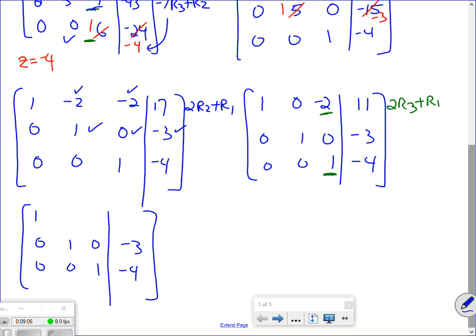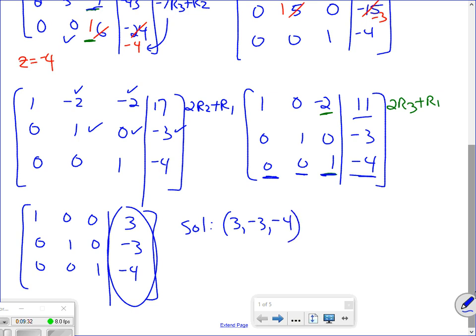So the 1 here and the 0 here are not changing because I have nothing to change them with, but I have 2 times 1, which is 2, add it to negative 2 above, and I get 0. And then 2 times negative 4 is negative 8. Negative 8 plus this 11 here is 3. So there you go. There is your answer right there. So you can tell that your solution is 3, negative 3, negative 4.